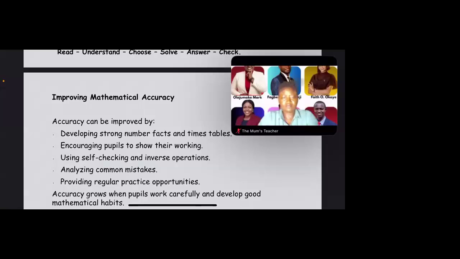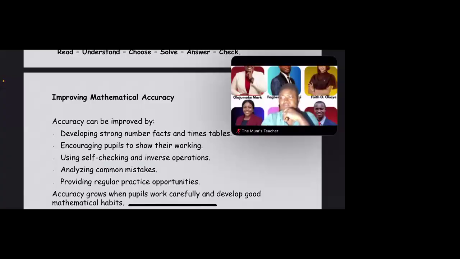For example, what are the number pairs that make up 10? If I have 7, what's the other one going to be? 3. Or what are the number pairs that make up 100 or make up 50? Or I'm telling you things like double 200, reduce 50 by half. That kind of thing. They should be able to know the answer at the tip of their finger in key stage 2. Then encourage pupils to always show their working.